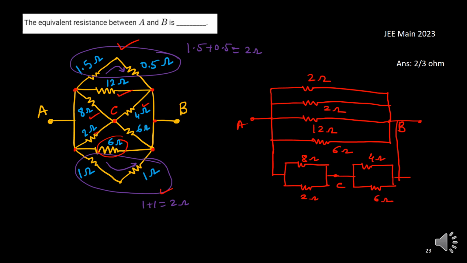Right? Now we can easily combine all the things. So how to combine? Now it is sure that these two are parallelly combined. So what is the equivalent resistance?